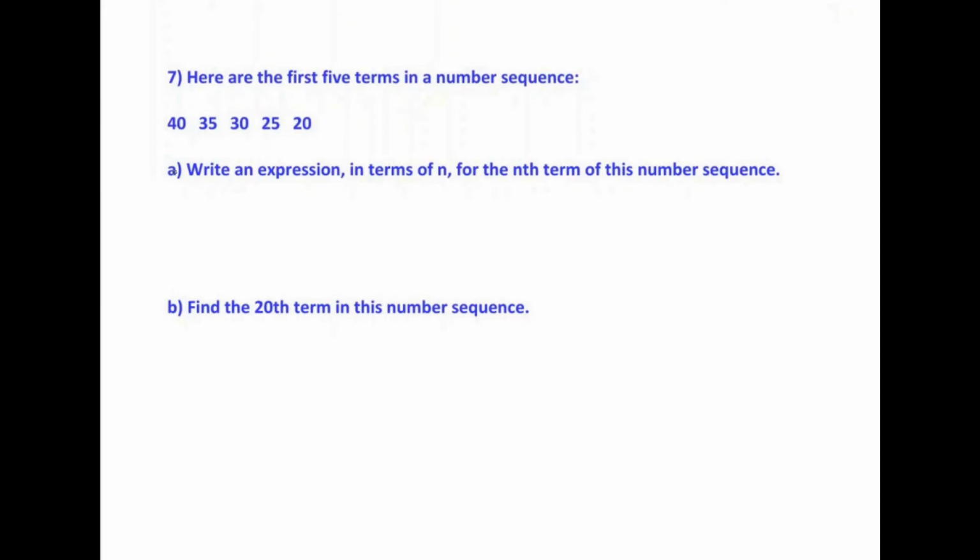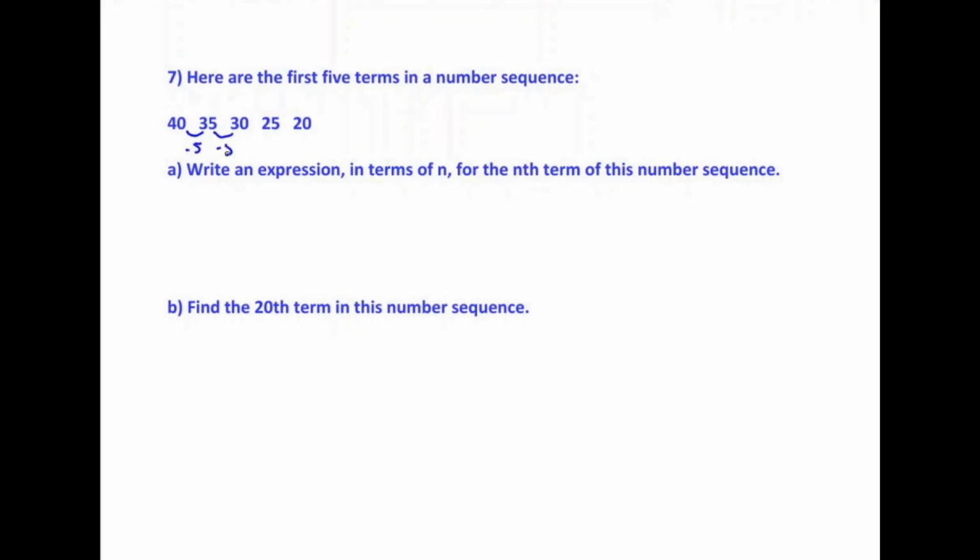In question 7, here are the first 5 terms in a number sequence. And the numbers are 40, 35, 30, 25, and 20. Part A, write an expression in terms of n for the nth term of this number sequence. So the first thing we do is find the difference between the terms. So the first term is 40, and that goes to 35, so that goes down 5.